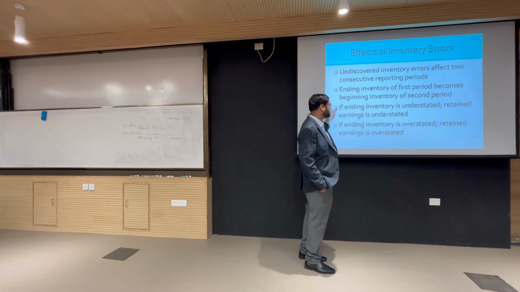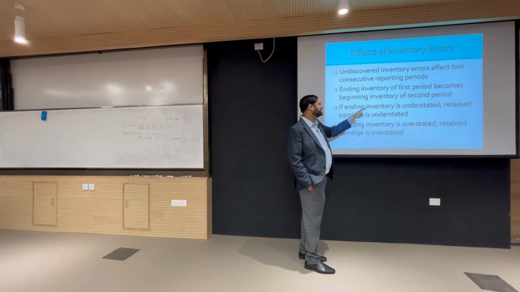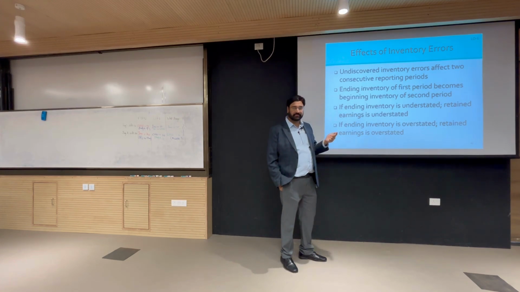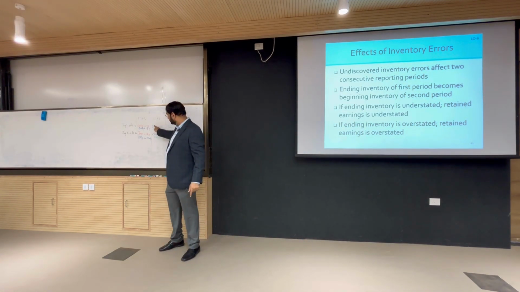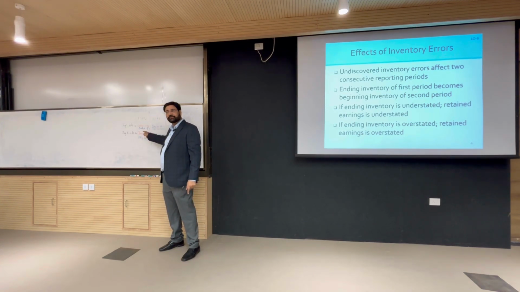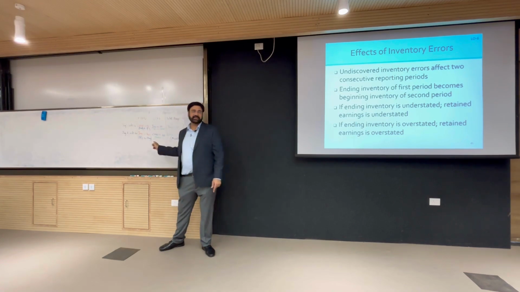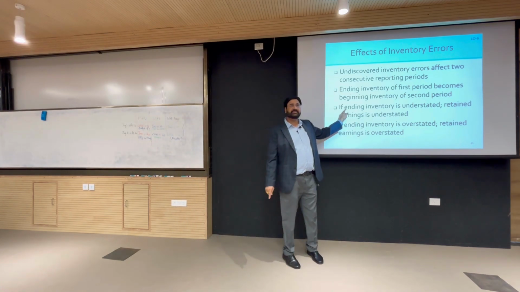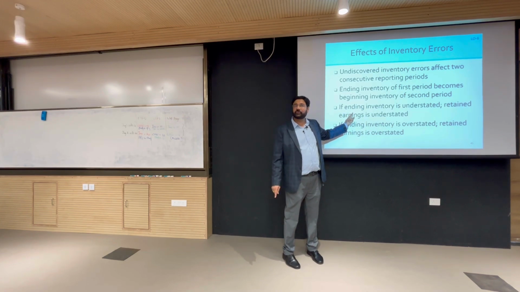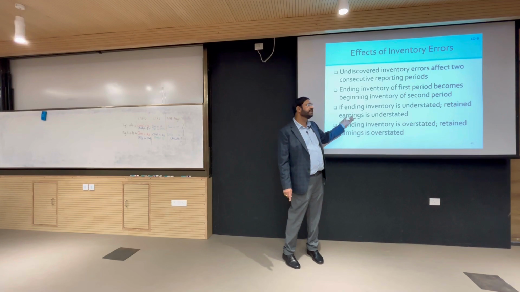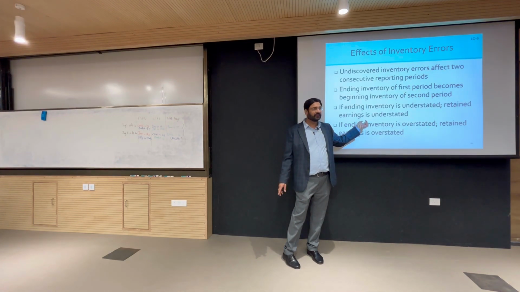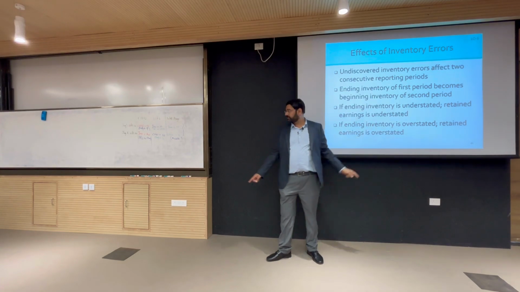And if ending inventory is understated, that means the cost is overstated. Do you see that when inventory is low, then cost is high, when inventory is high, then cost is low? So they are moving in the opposite direction. That is clear to you, right? So if ending inventory is understated, then the cost of goods sold is overstated, and if cost is high, then profit is low, then the retained earnings is clearly low. You see that?